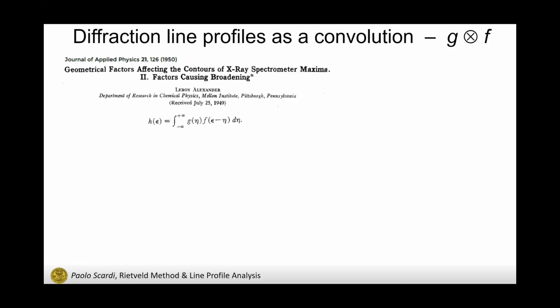So, actually, a more reliable and complete description of the line profile has been known since many years, here from the well-known papers of Leroy Alexander in 1950 and following years, where the various contributions of the instrumental profile and the microstructure of the sample combine to form the observed profile H through a convolution.